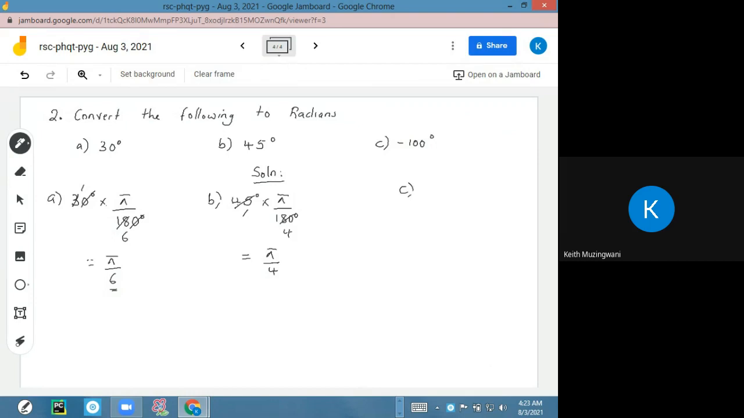C negative 100 will multiply by pi over 180. So we'll have 0 there, 0 there. We remain with negative 10 pi over 18. 2 in negative 10, it goes negative 5. And 2 in 18, it goes 9. So we have negative 5 pi over 9.